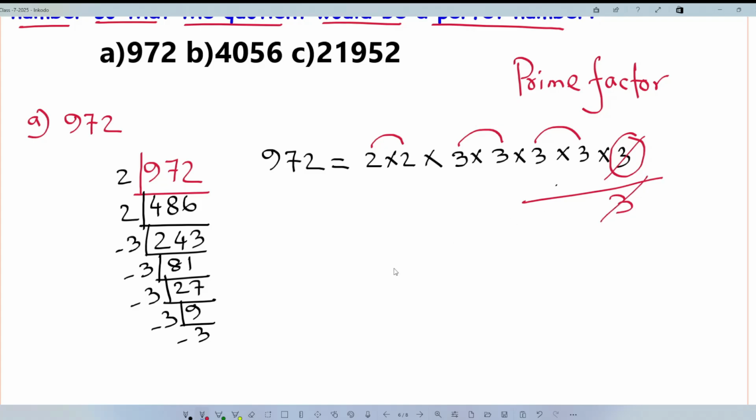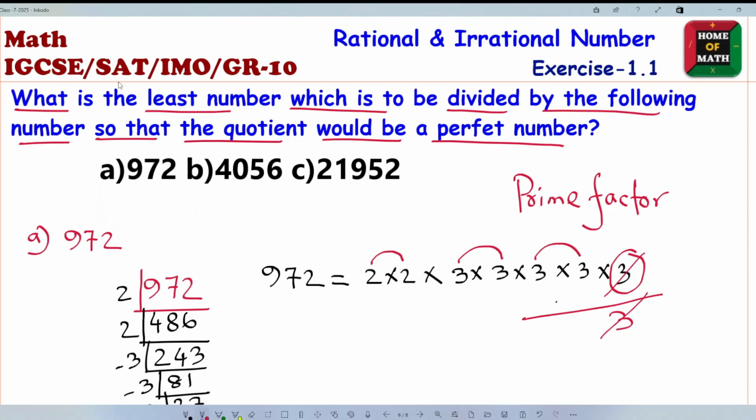are out. So what is the least number by which the following number should be divided so that the quotient would be a perfect square? So the answer is 3. And the balance thing we can write here. 3 is the least number by which 972 should be divided so that the quotient would be a perfect square.